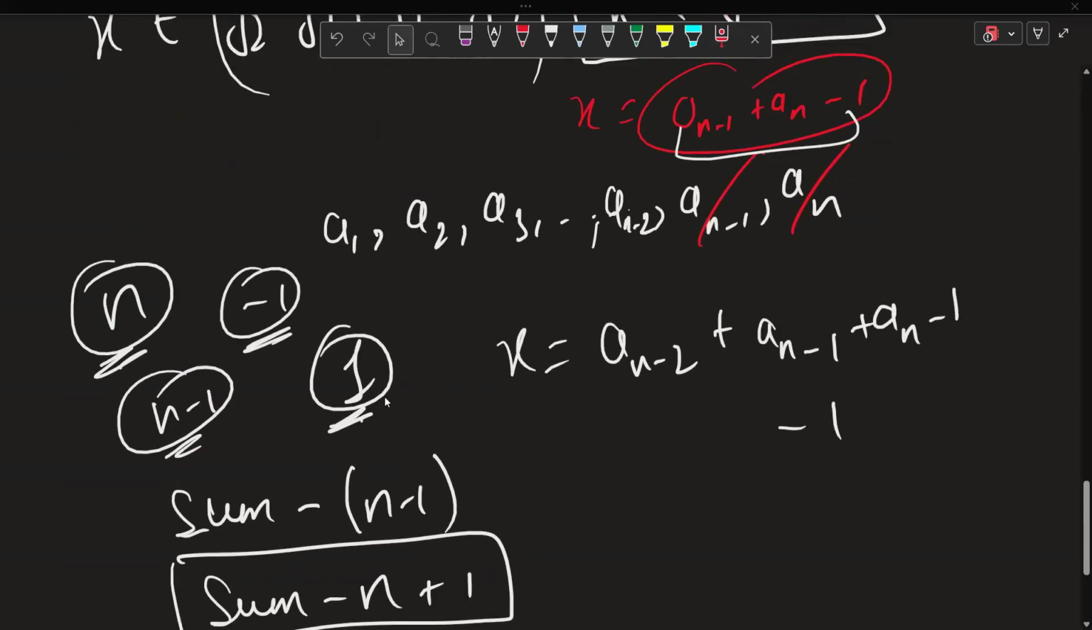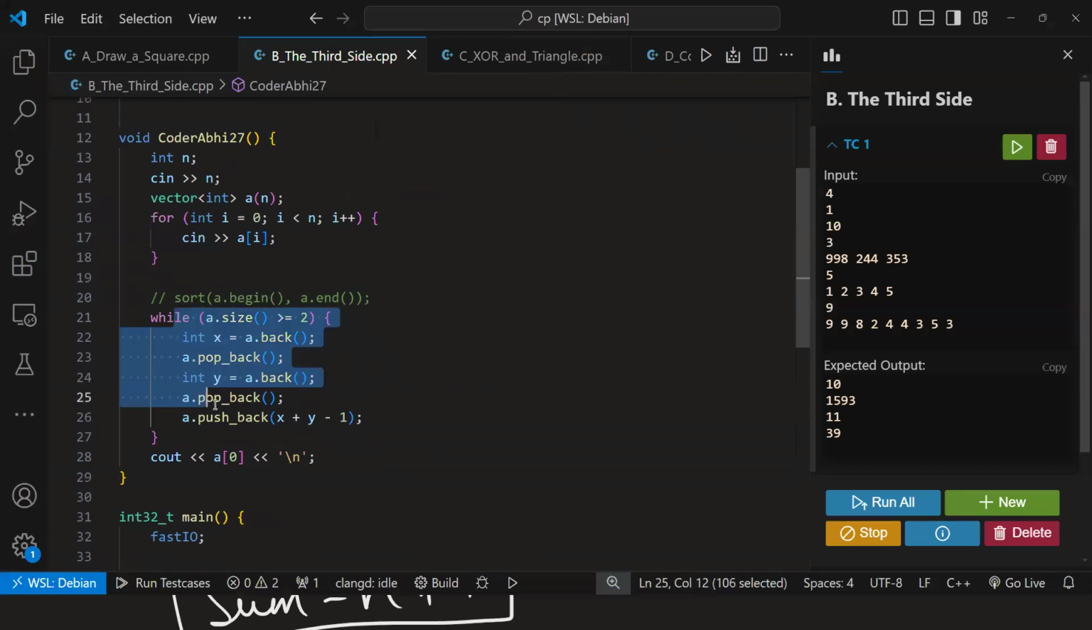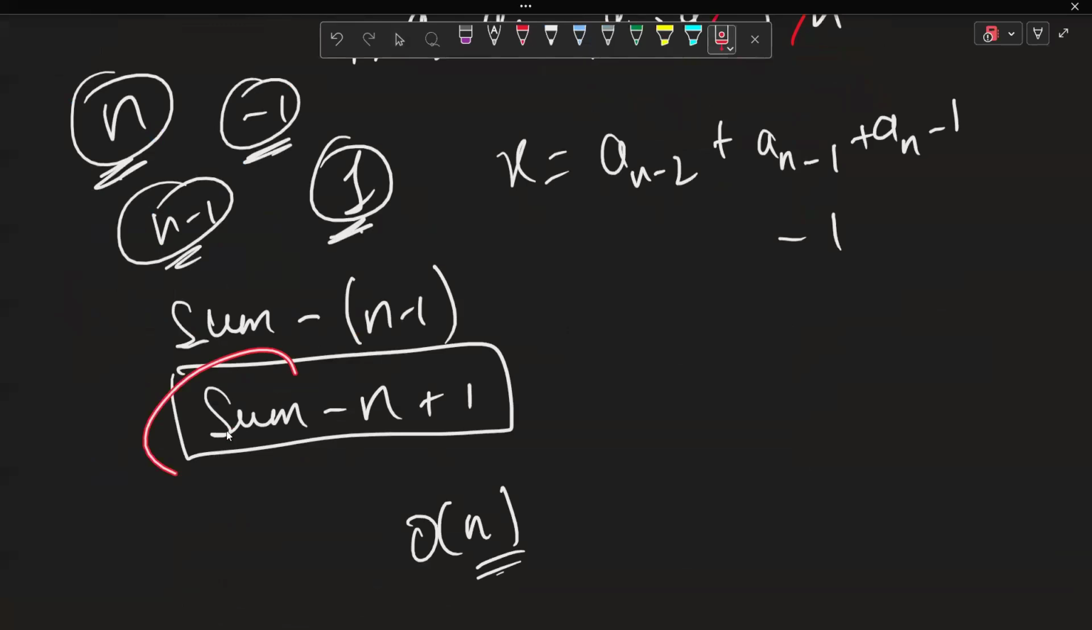Okay, is there any doubt in this problem from anyone? This is one way to solve. Another way is just calculate the sum and write the formula of sum minus n plus 1. That would also be fine.